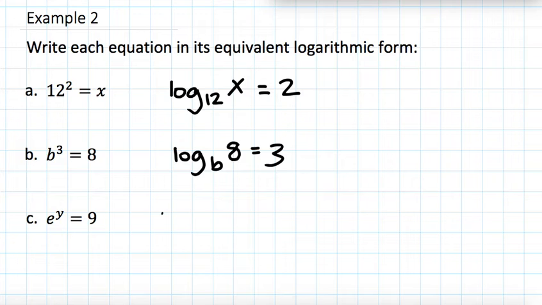Part C, write the word log, identify the base, in this case it's e. What's going to come next is the number 9, and it equals the exponent, which is y. Now for this one, you'll see in the notes there's another way to write it, and we're going to talk about that a little bit later, but log base e has its own special notation that you'll see. But for right now, you can just write log base e of 9 equals y.